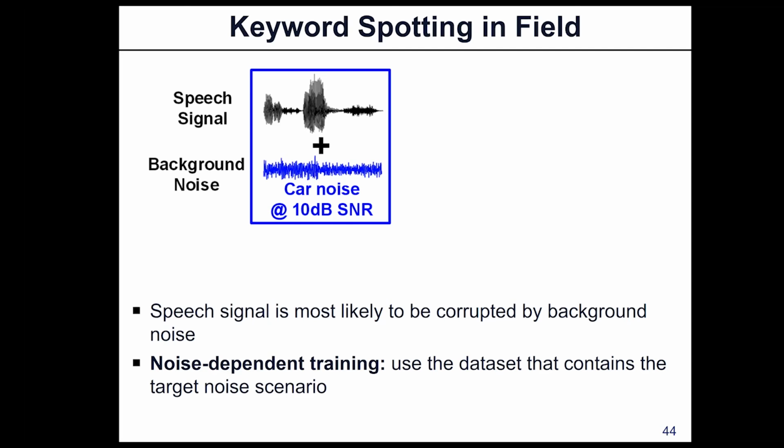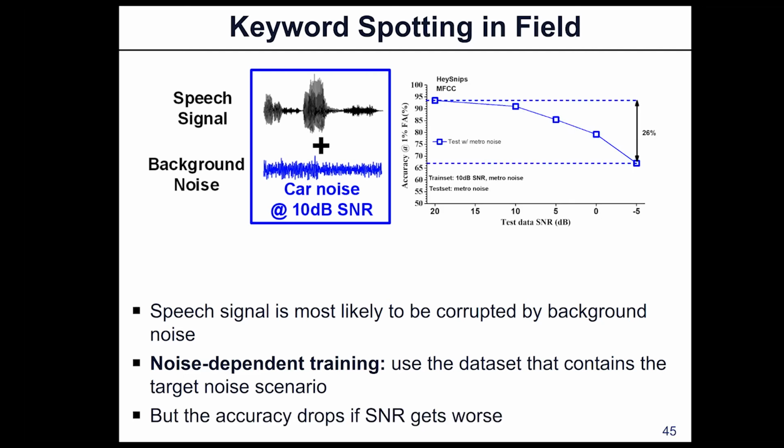So people typically, one straightforward, though not really very effective way to deal with this is noise-dependent training, which essentially makes a data set that contains the target noise scenario. You create the data set to train the classifier, but mix it with noise. If I expect to see car noise at 10 dB SNR, I just mix it in and use it for training. That's noise-dependent training. And we did a small experiment here.